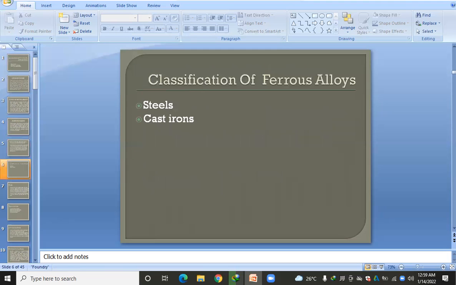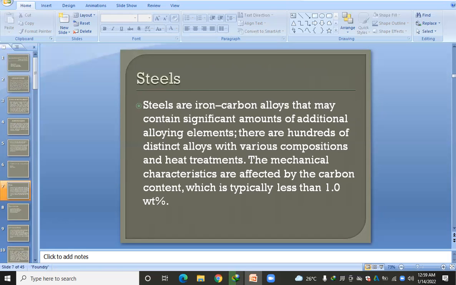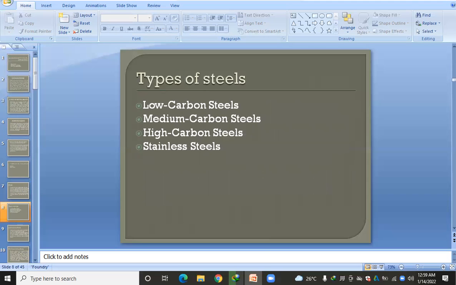Next, classification of ferrous alloys, steels and cast irons. First, let's start with the steels. Steels are iron carbon alloys that may contain significant amount of additional alloying elements. There are hundreds of distinct alloys with various composition and heat treatment. The mechanical characteristics are affected by the carbon content, which is typically less than 1.0 weight percentage. Then types of steels: low carbon steels, medium carbon steels, high carbon steels, stainless steels.